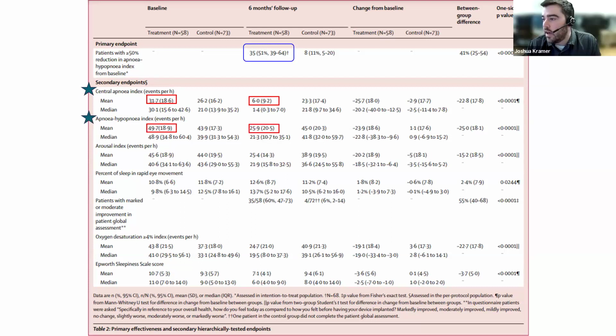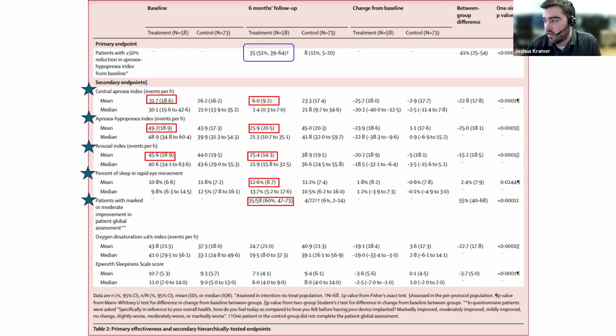Here is the AHI, which once again fell right around that 50% mark. The arousal index was also lowered significantly. The percent of REM sleep had also improved when they compared these two as far as their sleep architecture goes. They also did a global assessment for patients regarding their overall impression of their quality of life, and they had positive signs of that.